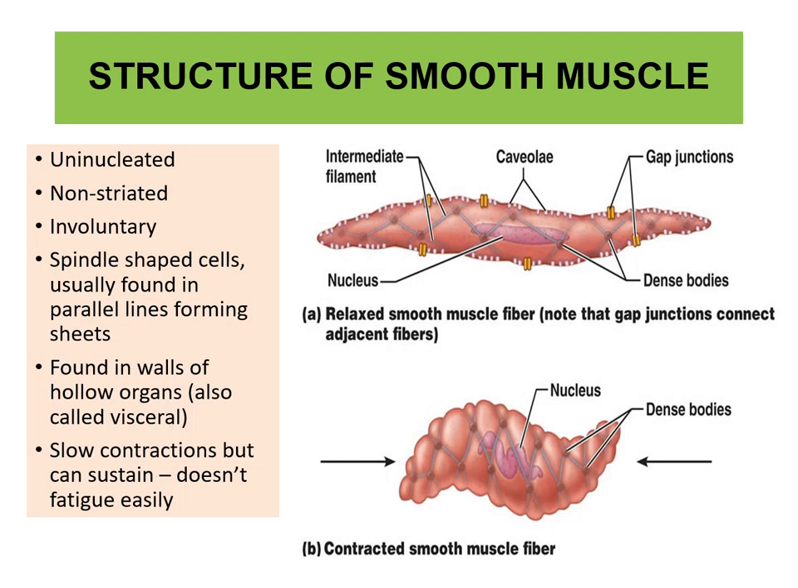First figure, it shows the relaxed smooth muscles with a large number of caveolae, gap junctions, then intermediate filaments are shown, the nucleus is present and the dense bodies are clearly seen. When the muscle is contracted, the size as well as the shape changes. It becomes denser and shorter after the contraction.